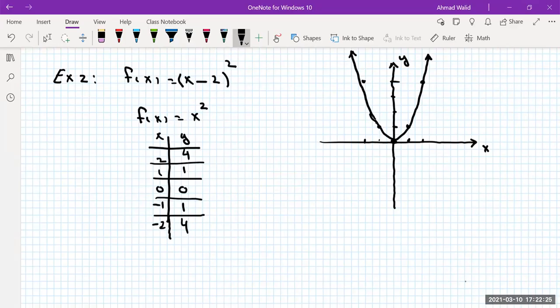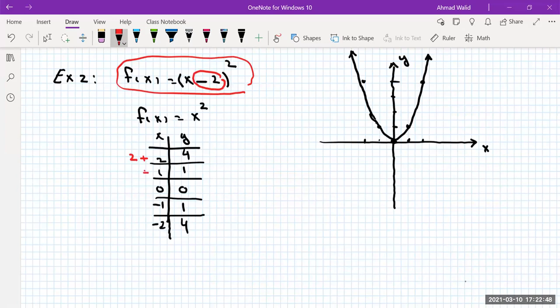Now, how to do the shift? Because I have to graph this one. That's my parent. I have to show this graph. Take the opposite sign. What is the opposite of -2? The opposite of -2 is +2, right? Then add 2 to the x column, and it gives you the new points.